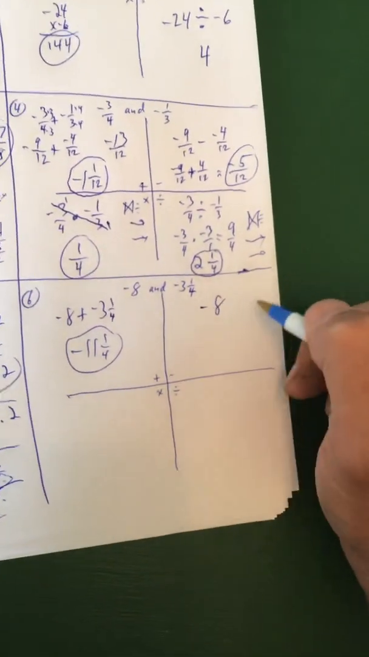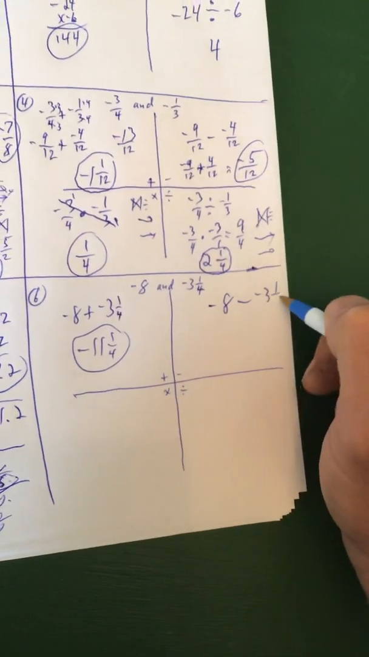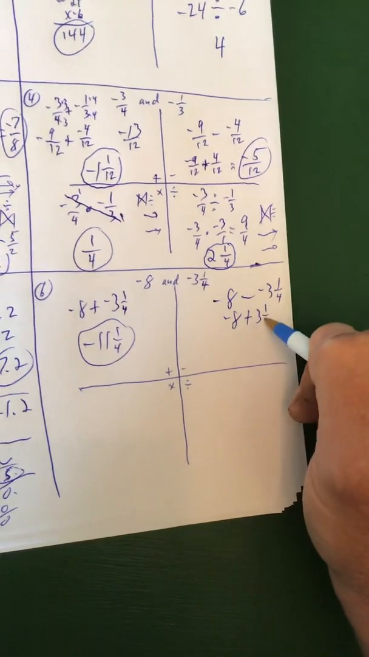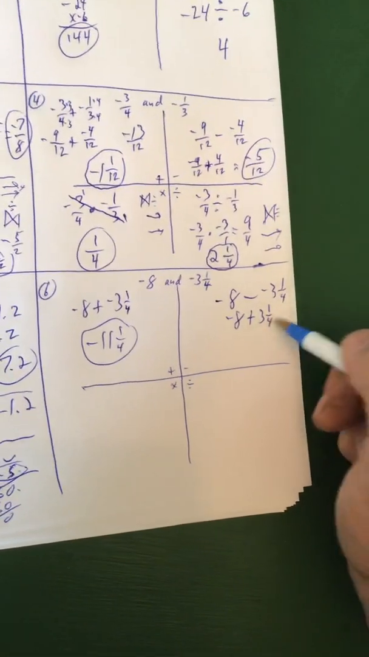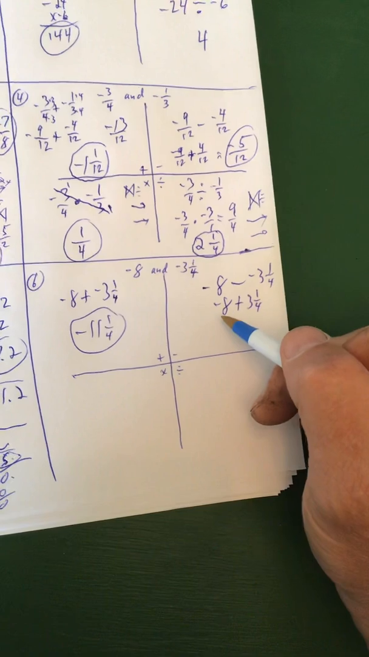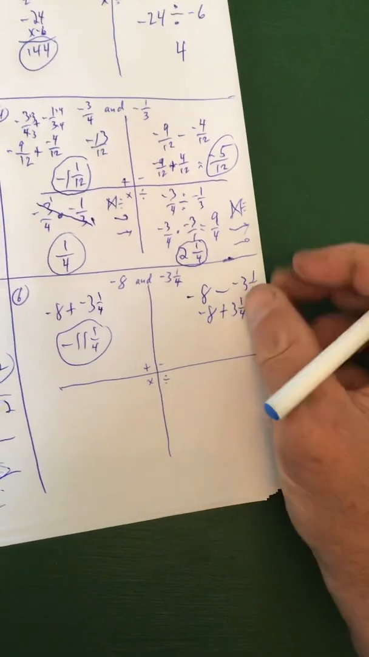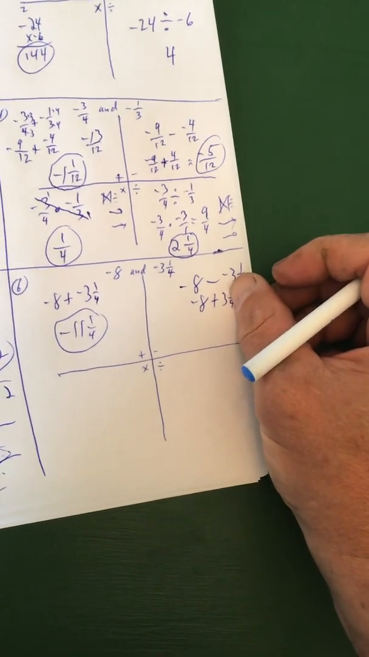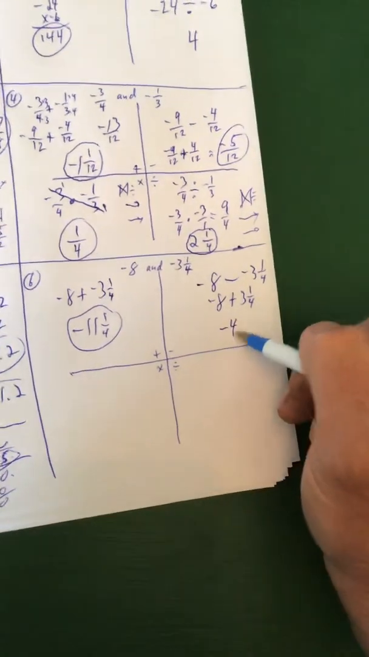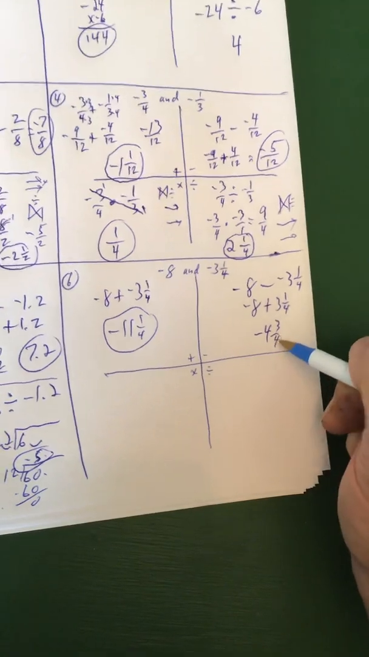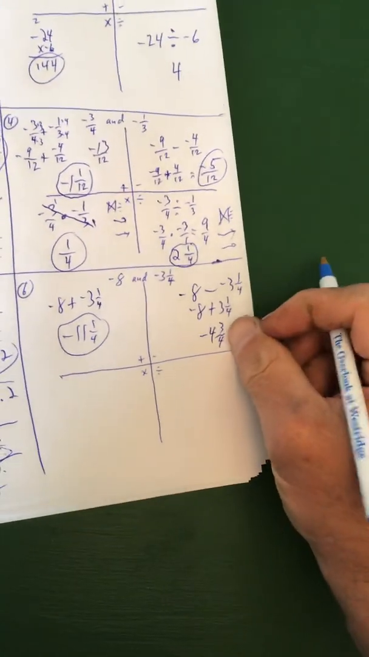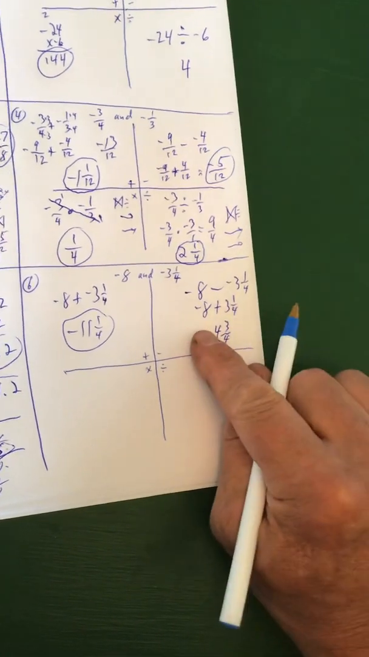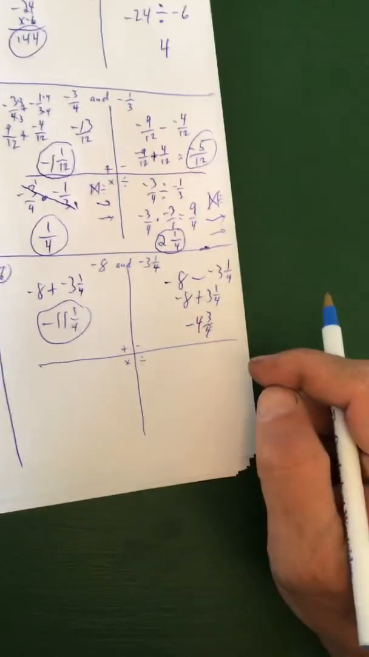And then negative 8 minus negative 3 1/4. Well, that's going to be negative 8 plus 3 1/4. So now if I go 8 to the left and then 3 to the right, I end up at -5. But when I go another quarter, I end up at -4 3/4. Because that up to 7 and that up to 1. 7 plus 1 is 8. Forget the signs. These should add up to 8.